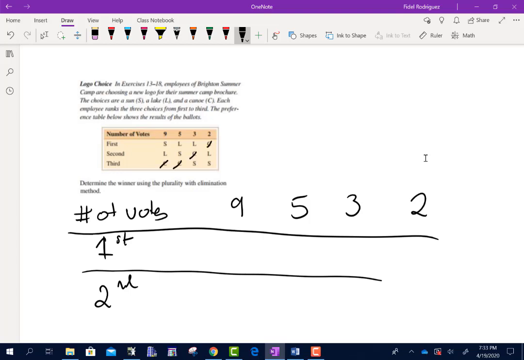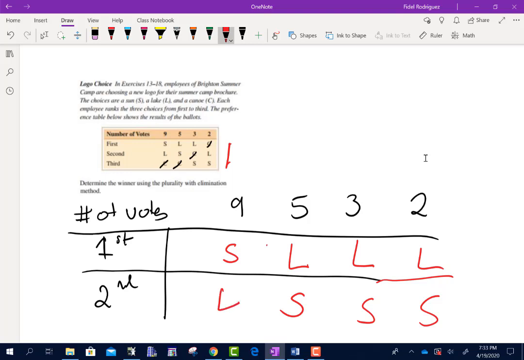Okay. All right. So this is still going to be S. This will still be L. This will be L. These are getting shifted up. So that'll be L. This will be S. This is going to move up, which is S. That is still S. This is still L.